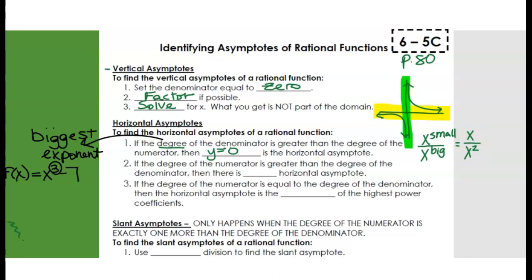The next situation is if the degree, or the biggest exponent, of the numerator is greater than the degree of the denominator, so it's kind of flip-flopped, then there is no horizontal asymptote. There's not one at all.